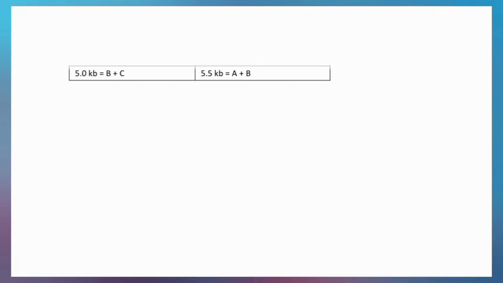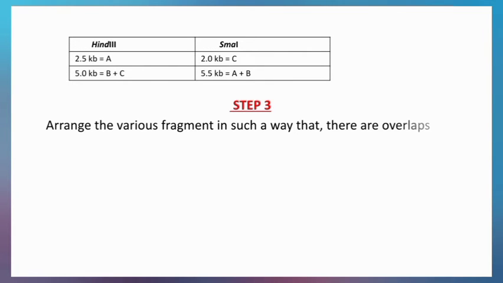Now let's move on to step 3. For step 3, we are going to arrange the various fragments in such a way that there are overlaps in them. From the table that we can see on top here, the Hind 3 digestion gives us the A fragment and the B plus C fragment, and Sma 1 gives us the C fragment and the A plus B fragment. We are going to arrange these fragments in such a way that there are overlaps in them. Let me start. We are going to use one fragment to start the whole thing and then use it to find the other fragments.